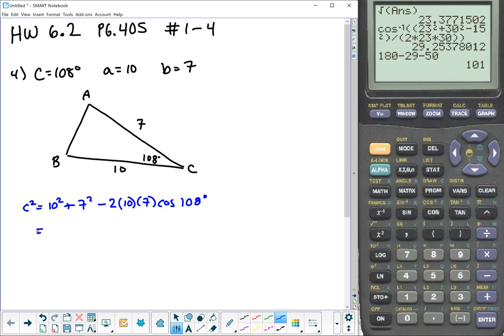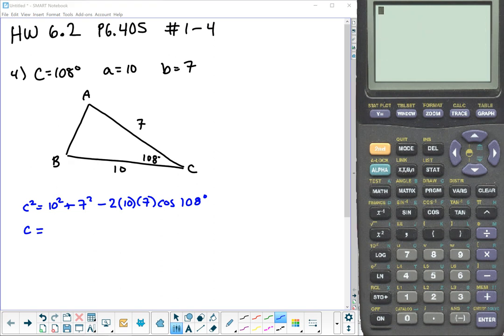I can do all this in one motion by doing square root and all of that. See how I do this. I'm going to do square root, and then it automatically puts a parenthesis, so at the end I'm going to have to close it off with another parenthesis. So I'm going to go 10 squared plus 7 squared minus 2 times 10 times 7 times cosine 108. The cosine already puts a parenthesis, so you need to close that off, and you need to close the parenthesis for the square root. That gives me the answer. I don't need to do square root because I just did it. 13.8, so I'm going to say C is approximately 14.